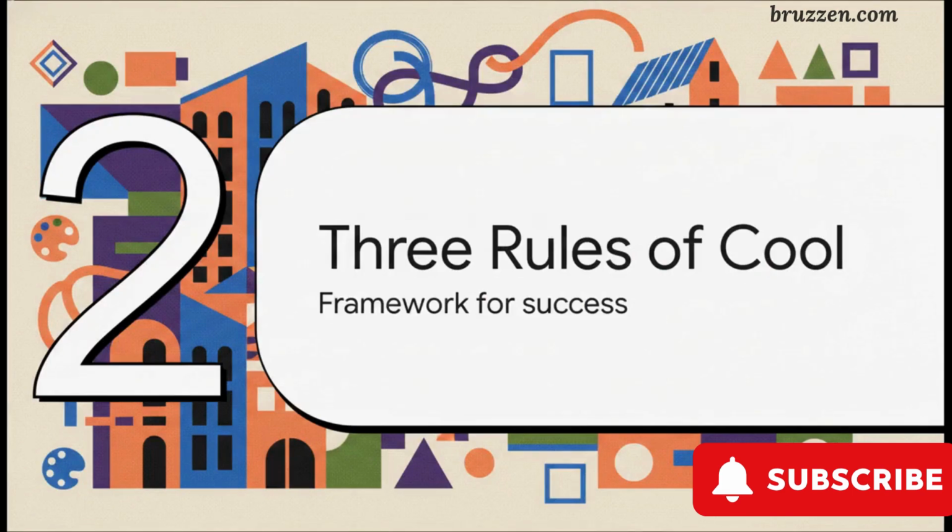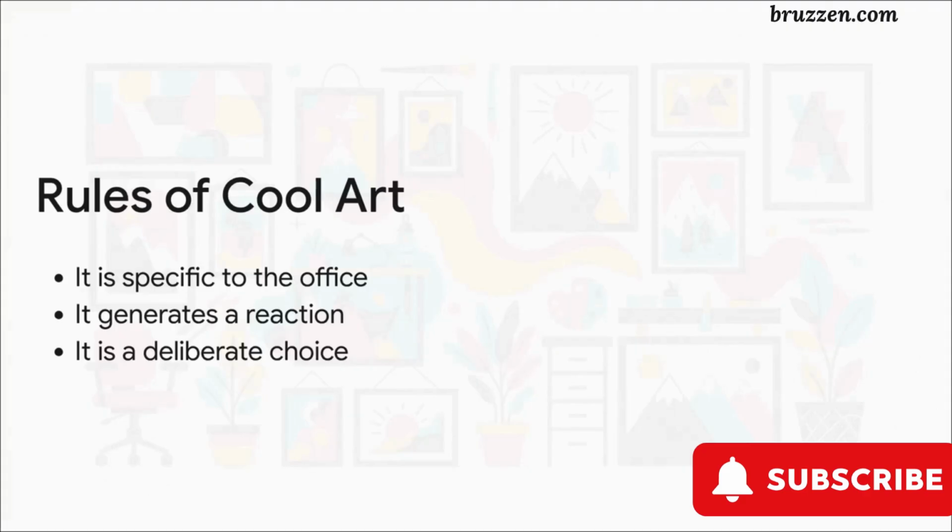Which brings us to Section 2, the 3 rules of cool, our framework for success. So, what's the overarching framework here? How do we make sure our art doesn't end up as generic wallpaper? Well, there are 3 pillars. First, like we just talked about, it has to be specific. Second, it generates a reaction. If people are photographing it or commenting on it or sharing it online, it's cool. If they walk past without registering it, it simply isn't.